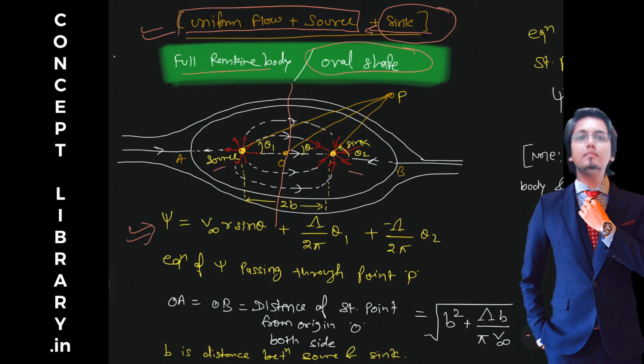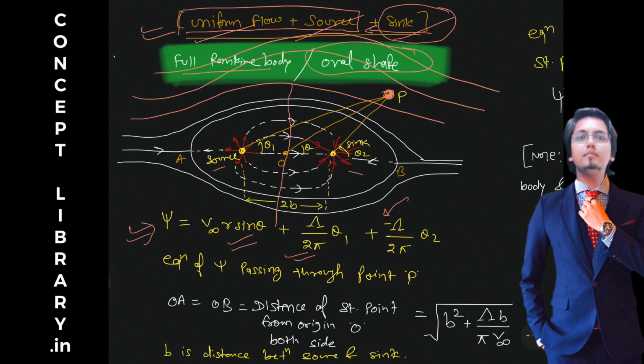Add all the three psi: psi for uniform flow, psi for source, and psi for sink. So psi for uniform flow is this, psi for source is this, and substitute a minus sign here, that will be psi for sink. And consider any point in the flow. In the flow, anywhere, you take any arbitrary point P, and the coordinate of that arbitrary point from the source is theta 1 and from the sink is theta 2.